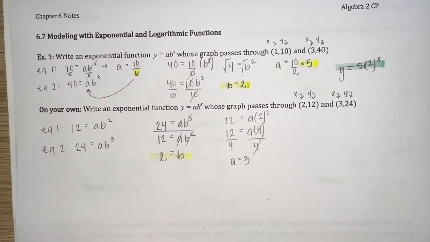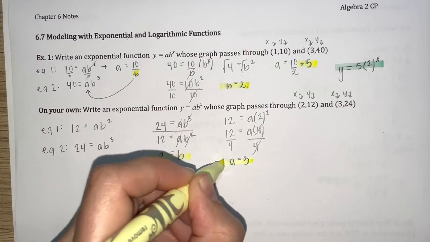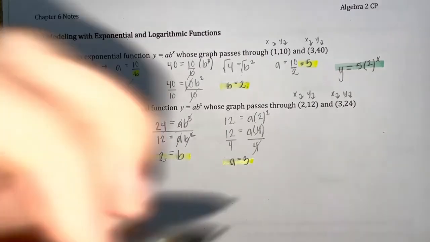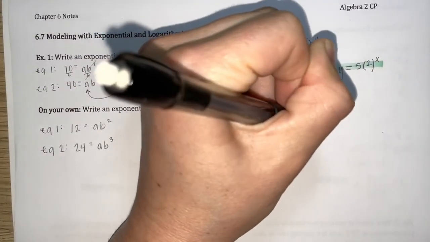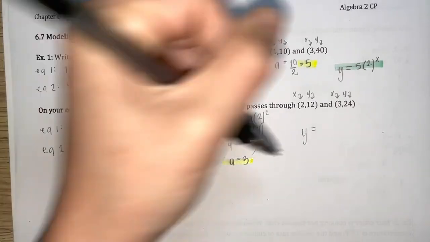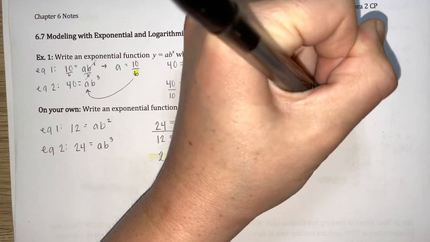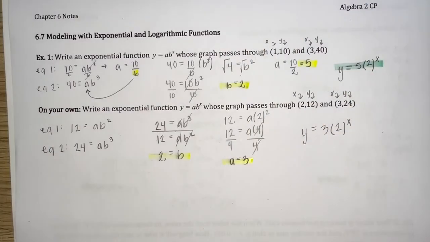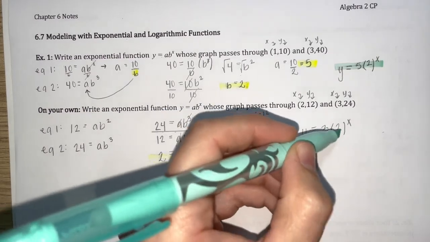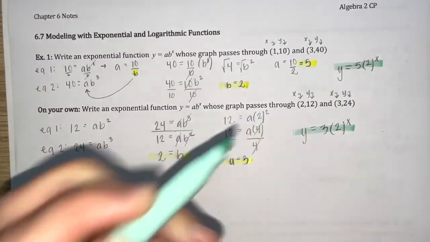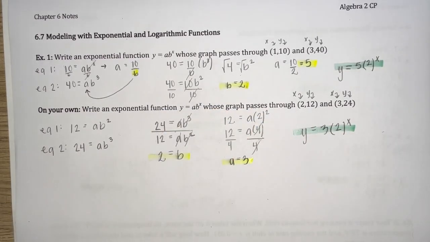So a equals 3, b equals 2. Once we have a and b, you can write your equation. So y equals ab to the x. A was 3, and then b was 2, so 3 times 2 in parentheses to the x power. Same thing here, we can't multiply the 3 and the 2 together because just the 2 is the base of the exponential.